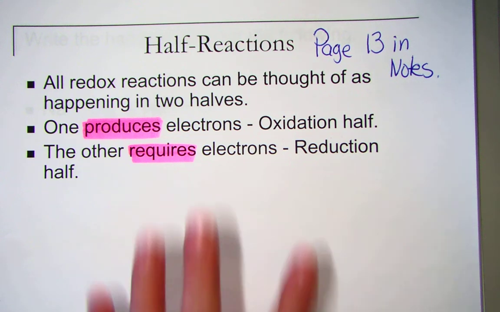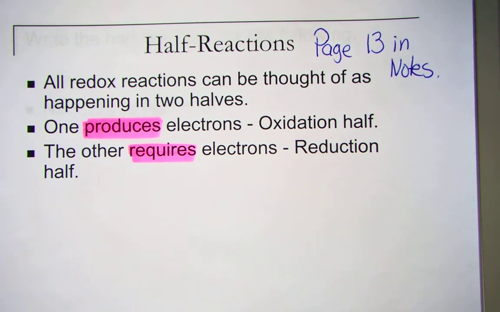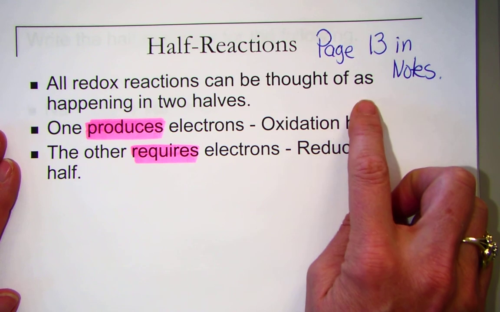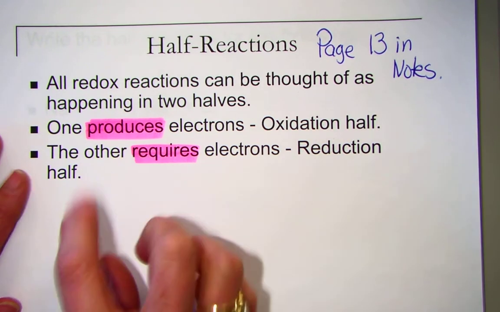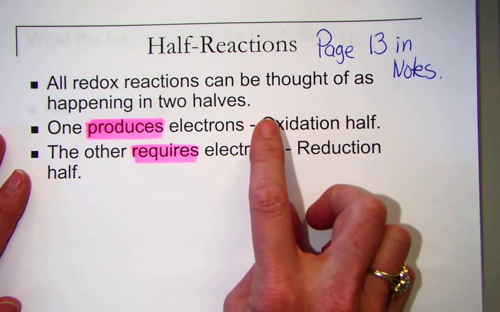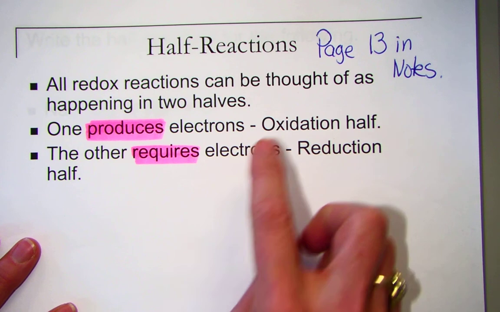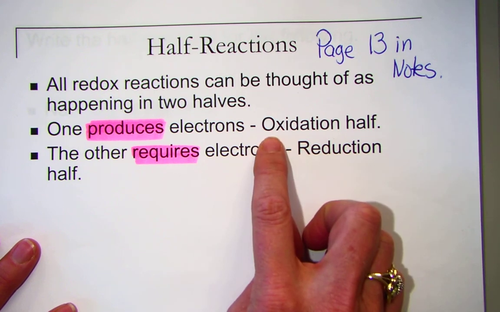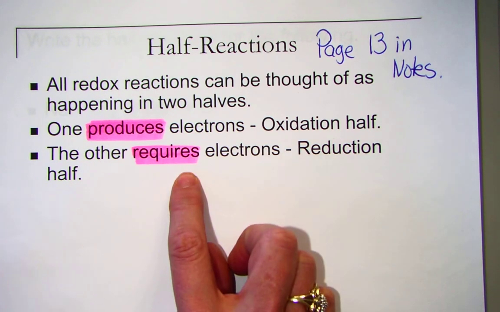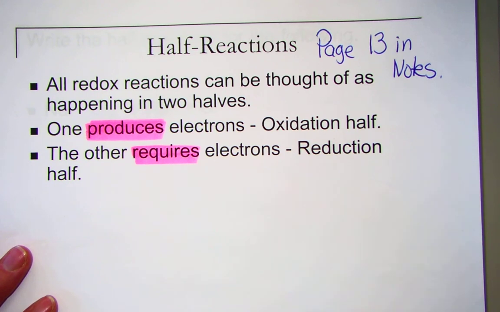So we're on page 13 of our notes and just taking a next step at balancing more complex reactions using the half reaction method. Knowing that when LEO says GER, we really start to think of reactions in terms of two halves. If one of the half reactions loses electrons, it ends up on the product side. The other has to gain electrons. It ends up on the reactant side.